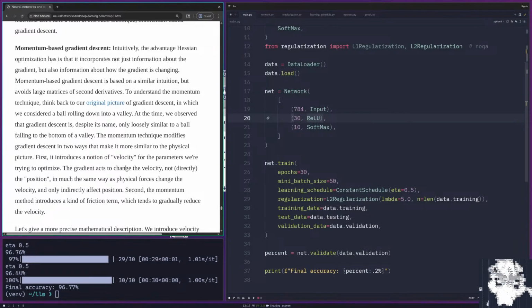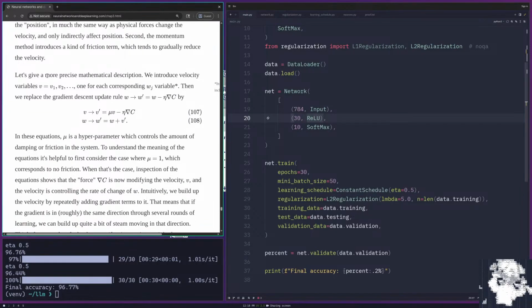First, it introduces the notion of velocity for the parameters we're trying to optimize. The gradient acts to change the velocity, not directly the position, in much the same way as physical forces change the velocity and only indirectly affect position. Second, the momentum method introduces a kind of friction term which tends to gradually reduce the velocity.